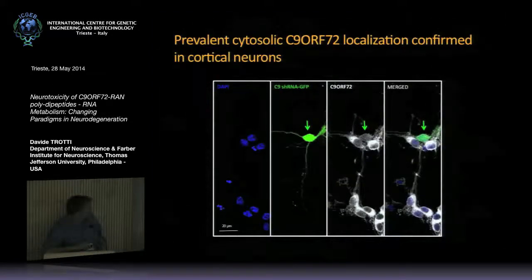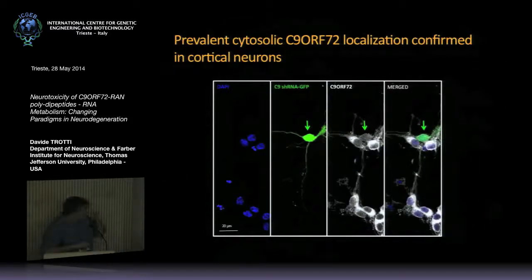Those were NSC34 cells. These are cortical neurons, so we looked into cortical neurons. This is a group of cortical neurons that were transfected with our shRNA construct, which is tagged with GFP, and it shows that one of those neurons got the shRNA. And you can see that the antibody recognizes a cytosolic localization of the C9ORF protein. This is well shown here. When you look at the neuron that has the shRNA, you can see the cytosolic staining completely disappears. So we are fairly confident that in neurons, the C9ORF protein is localized in the cytosol.